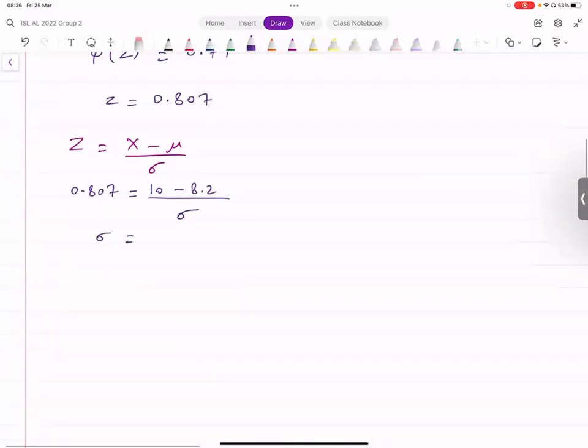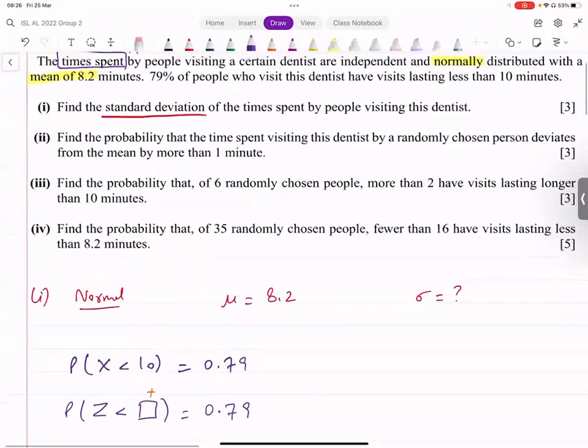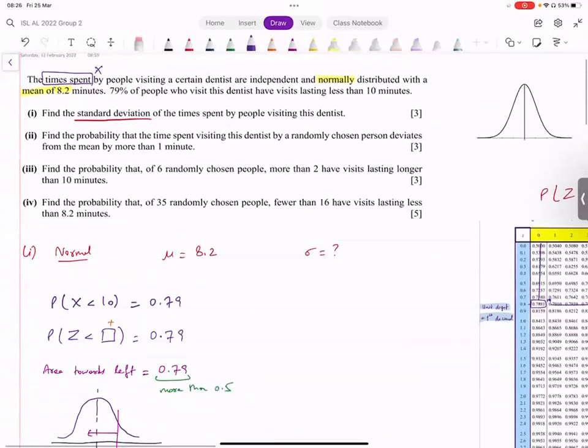Can somebody tell me what this is? 2.23. So that's the standard deviation. Okay, आपको standard deviation की value आ गई. Okay, so that's what we had to do in the first part. Probability given थी, आपने standard deviation निकाल ली.